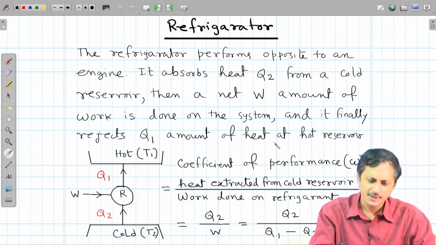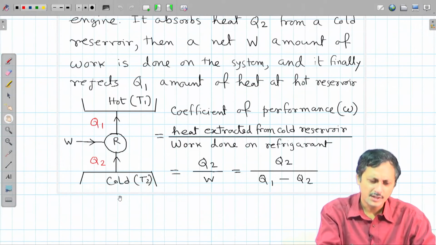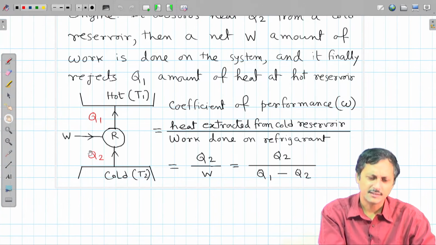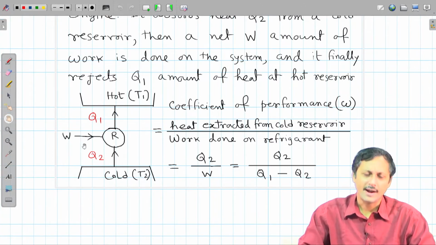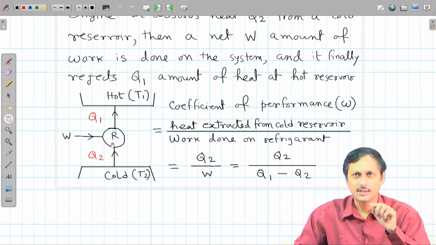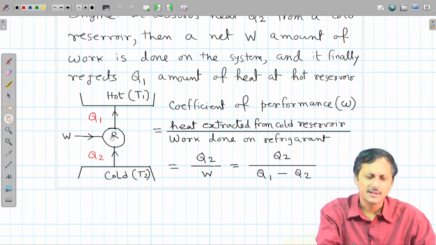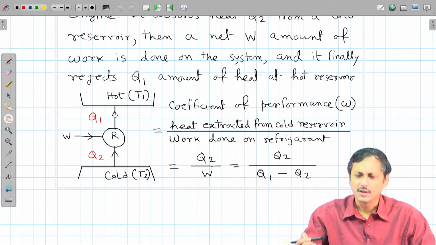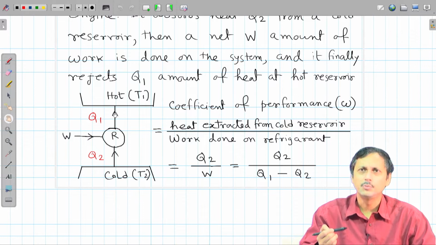Now, what is a refrigerator? If we look at it schematically, it takes out heat from a cold object. Let us say it takes Q2 amount of heat, and then W amount of work has to be done on the machine, and then it will reject Q1 amount of heat. Of course, Q1 is equal to W plus Q2.